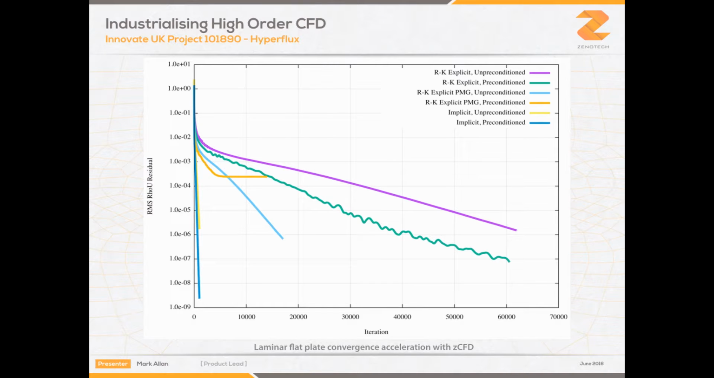So the benefits of those can be seen in terms of the convergence curves. So here we have just a simple case of a laminar flat plate. And so if we look at the purple curve, which is an explicit solver without preconditioning, we can compare that with the light blue curve, which again is the explicit solver but with polynomial multigrid. And as can be seen, we've gained almost a factor of 4 in the reduction of the number of iterations required to use polynomial multigrid. And it should be noted that the cost of running polynomial multigrid per cycle is maybe a factor of 2 if we're with a polynomial level of 3.